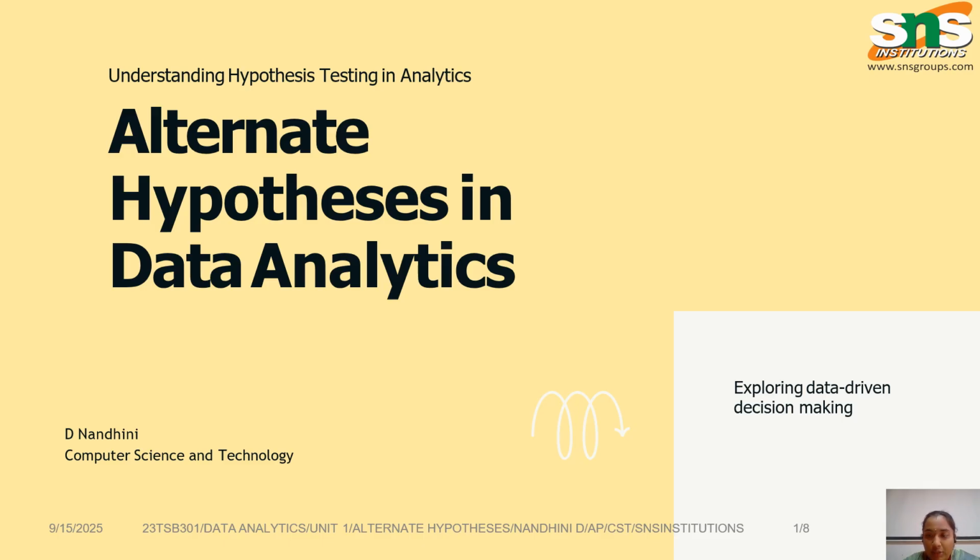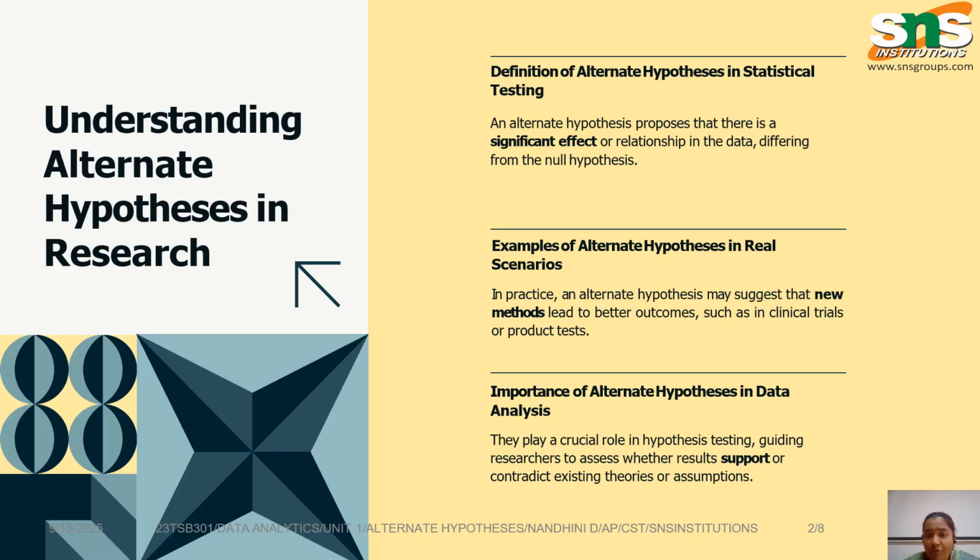Today, we are going to see a topic: what is the alternative hypothesis in data analytics? First of all, we can define what the alternative hypothesis is. The alternative hypothesis is a statement which is used to suggest what its effect is, what the differences are, and how the relationships are in the data. For example, there is a difference between the average sales of store A and store B. It can differ.